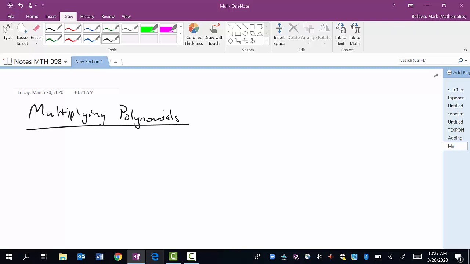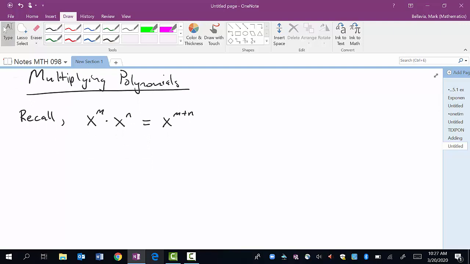So when we multiply polynomials, the first thing you should recall from previous sections is that when you multiply two things with the same base, so if I have x to the m times x to the n, they're both base x. When you multiply things with the same base, you add their exponents, so it's equal to x stays the base, and then m plus n becomes the exponent. So when you multiply two things with the same base, you add their exponents. That's going to help us go through some examples here.